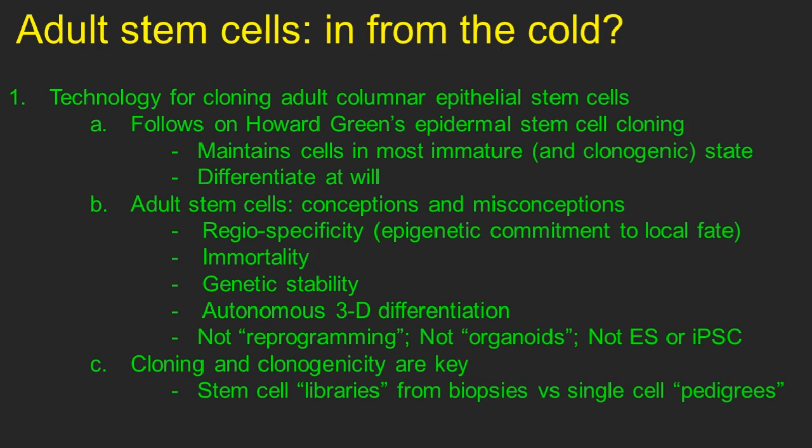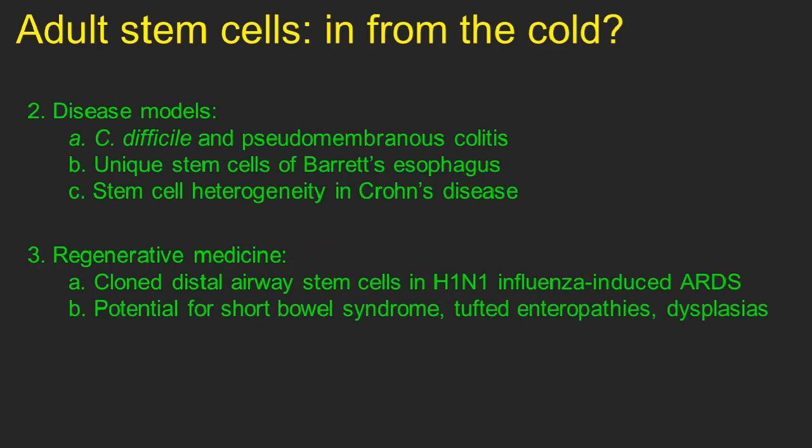So this notion of cloning and clonogenicity are key. We're able at this point to routinely, from endoscopic biopsies, generate libraries of clones derived from single cells. And this is allowing us to rapidly deconstruct the complexity of the stem cell population in those. And we call these single cell derived lines pedigrees, but we can talk more about that as we go.